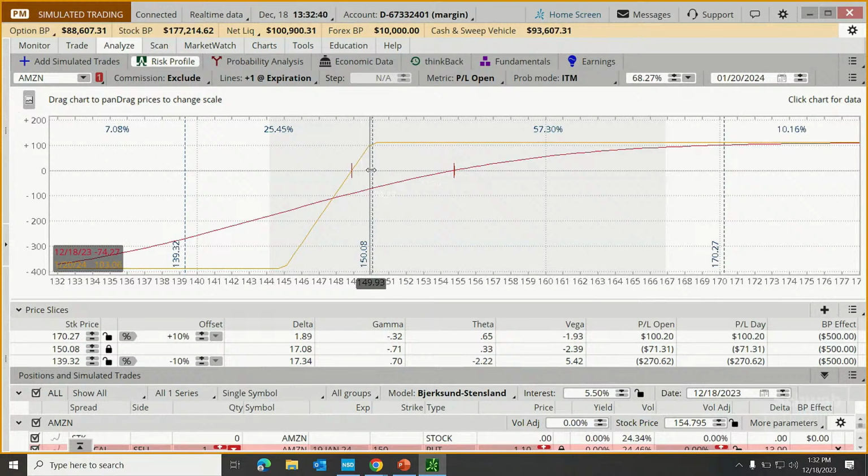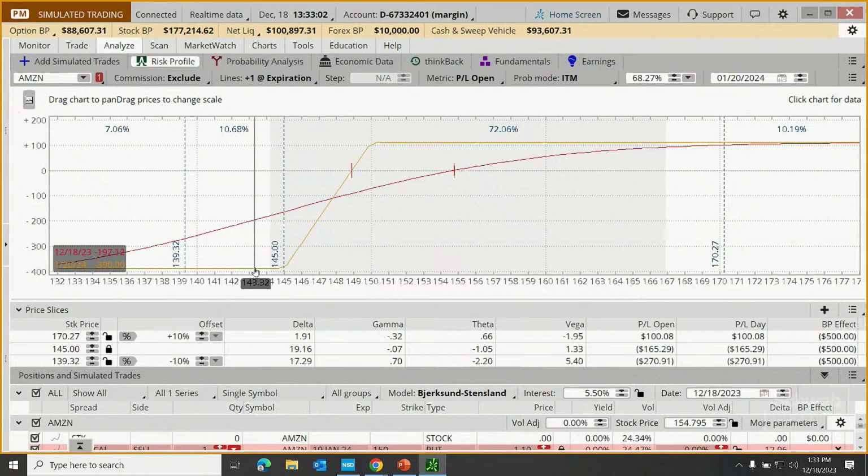Now, if I flip this on its head, let's click this and drag this over a little bit further, and let's put it at 145. Oh, look at that, nailed 145. Well, it looks like there's about a 17% chance, pretty close to 18% chance that we're below 145. That's in our maximum loss territory.